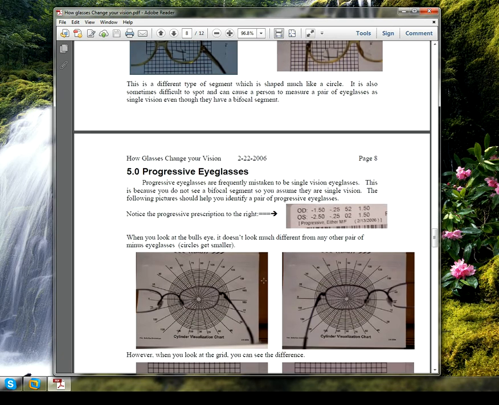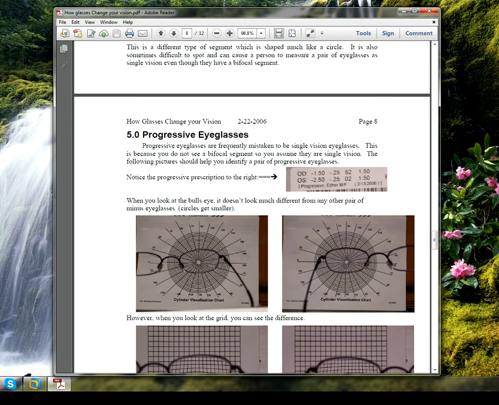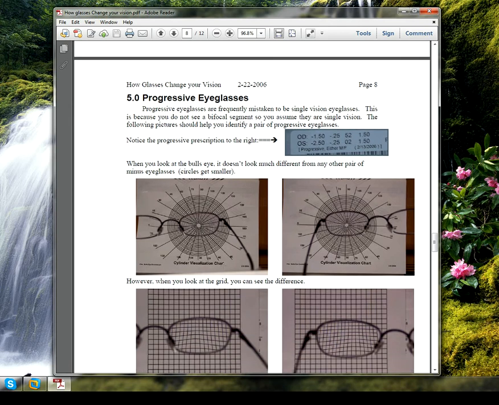Now, progressive glasses are as the name implies. Things get progressively more powerful as you cast your vision from looking straight ahead to looking through the bottom part of your glass. If you hold a pair of progressive glasses in front of the bullseye chart, you really can't tell anything special. First of all, you know from the prescriptions they're minus, and you can see the circles get smaller, but they don't stand out as being unique, and you might even think that they're single vision glasses.